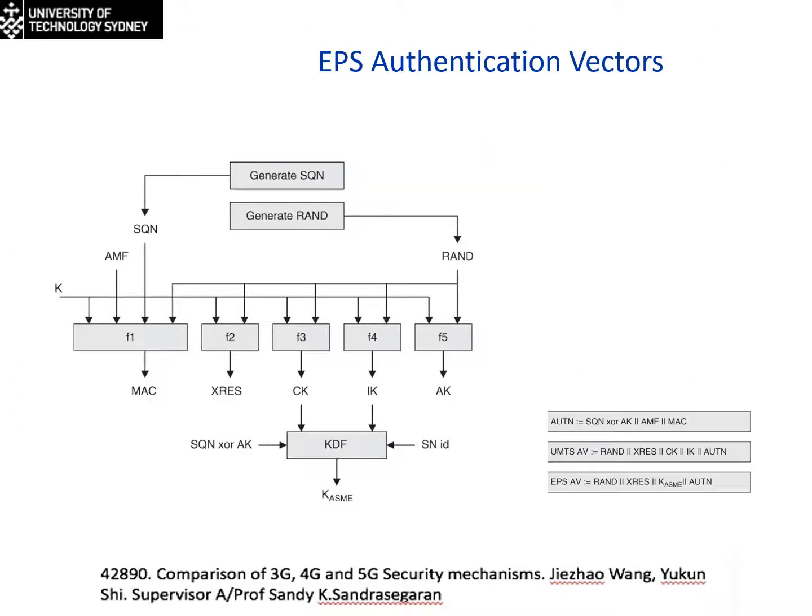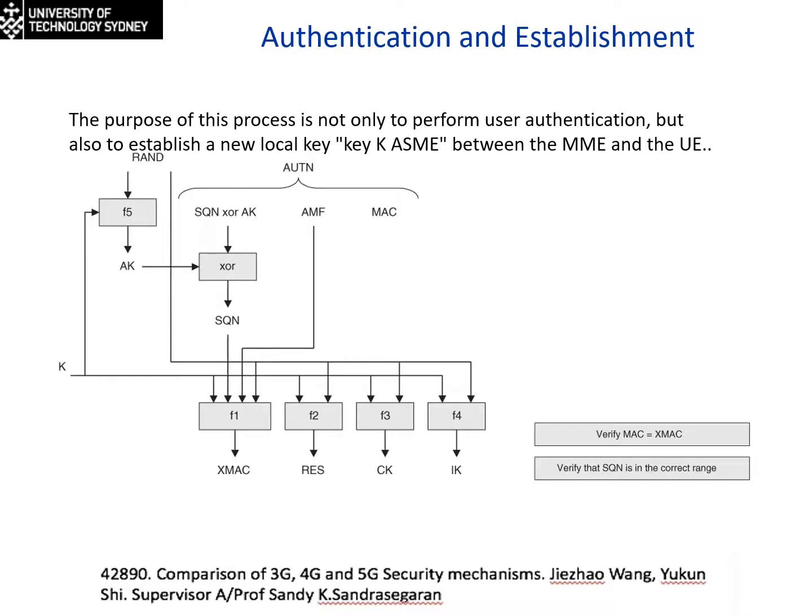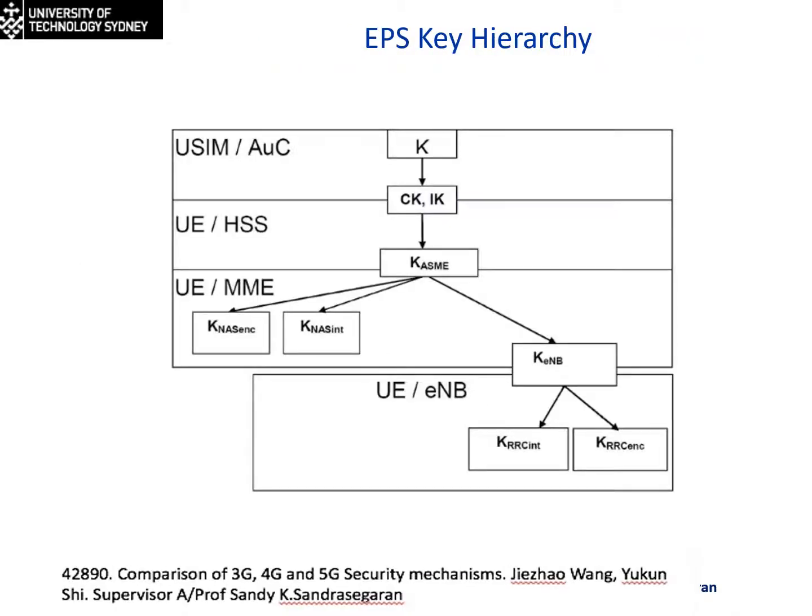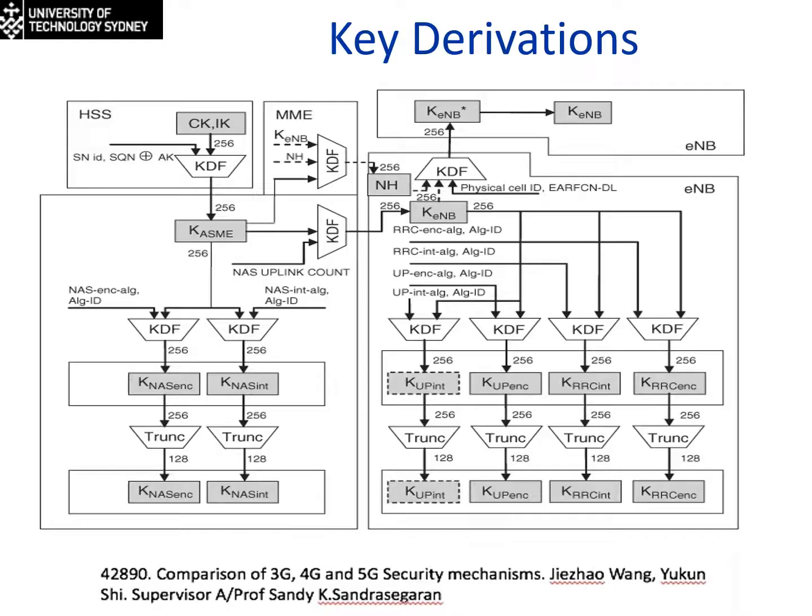EPS authentication vectors. After the MME requests it from the HSS, an authentication vector EPS-AV is generated. The EPS key hierarchy is divided into 4 layers. From top to bottom are the USIM-AuC layer, UE-HSS layer, UE-MME layer, and the UE-eNB layer. The derivation direction of the key is always from the higher level to the lower level.